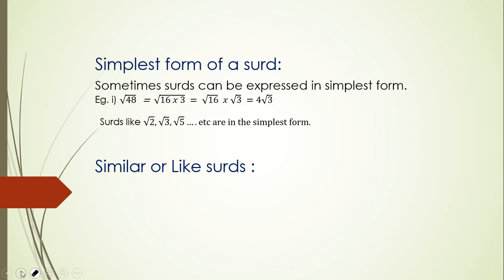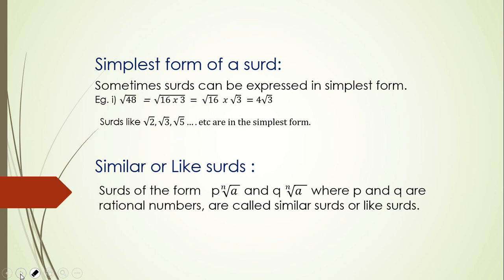Now similar or like surds. So when do we call two surds similar or like surds? When their surd part is exactly the same. The surd part has to be exactly the same. Then we call them similar or like surds. So surds of the form p times nth root of a and q times nth root of a, where p and q are rational numbers, are called similar surds or like surds. So you see, these two are numbers. They can be 10, 20, 15, anything, p and q.